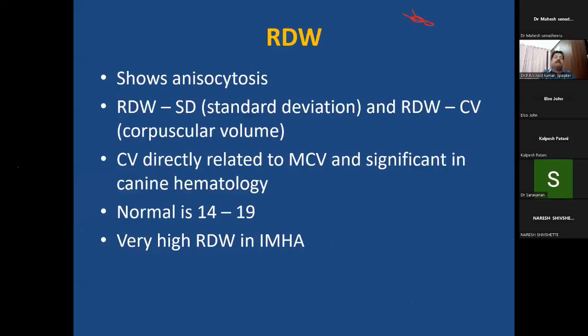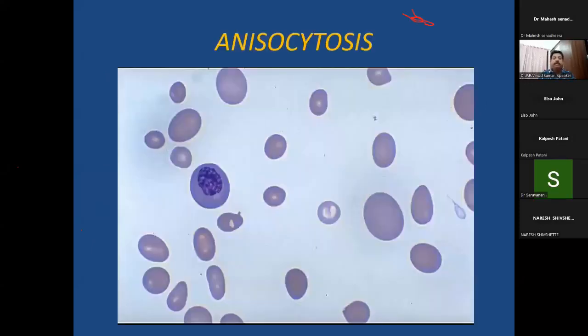And a very high, extremely high RDW, that means 25, 26, 27, etc., indicates IMHA. So for IMHA we have studied 4 parameters. Number 1 is presence of dacryocytes in the blood smear. Number 2 is presence of spherocytes. Number 3, high MCHC. And number 4, very high RDW. Okay, 4 attributes we have studied for IMHA. So you should not forget.